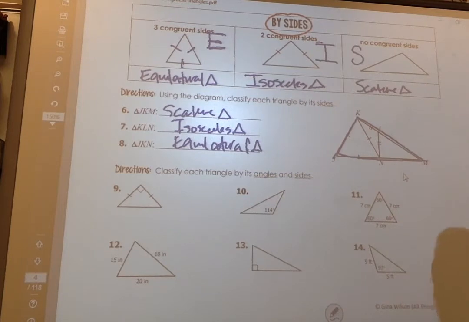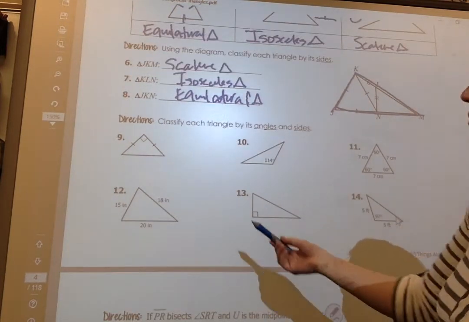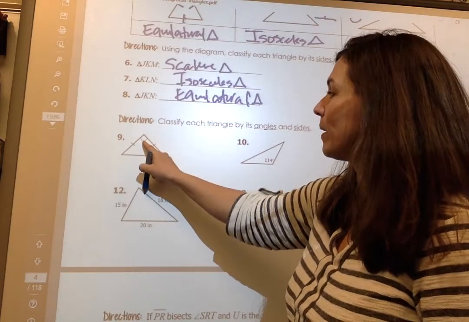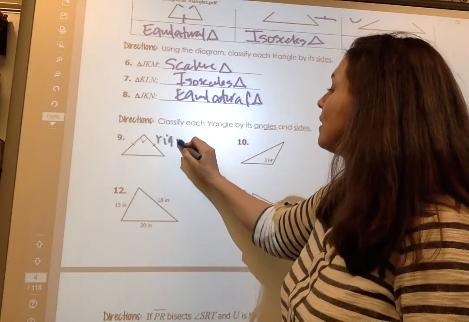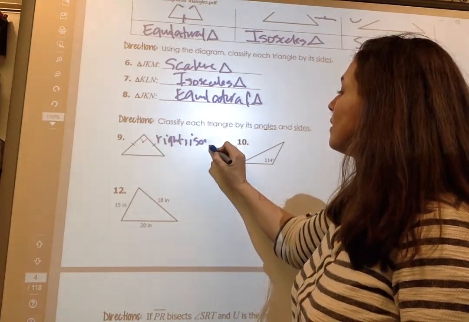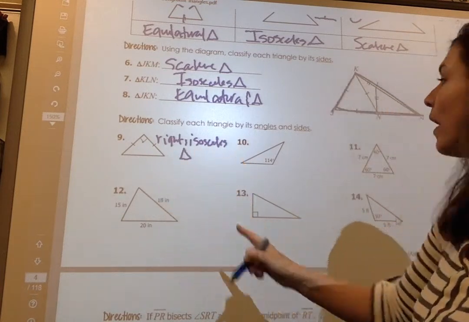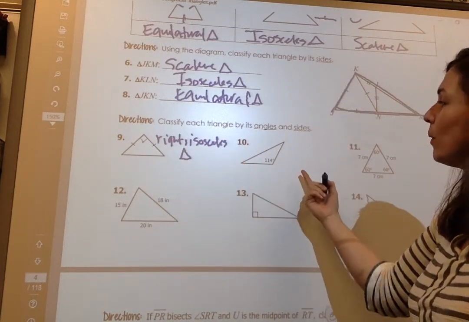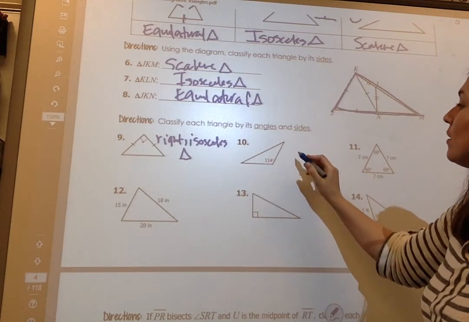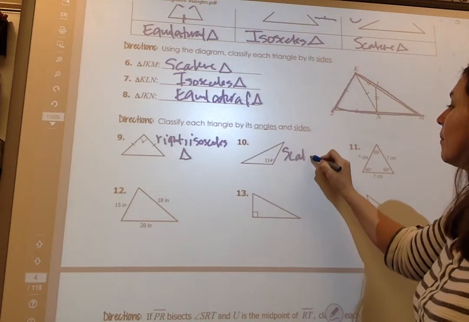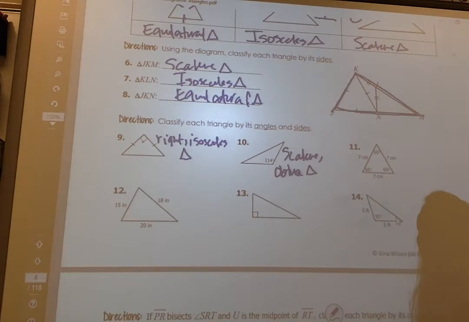Okay? Now, when we look at them both by angles and sides, here I know it's a right triangle because of this degree. 2 lines are the same. So this is a right isosceles triangle. No abbreviations except for the triangle, right? Isosceles. Number 10, I don't know anything about the side, so it's scalene. And I know one angle is greater than 90, so it is a scalene obtuse triangle. All right?